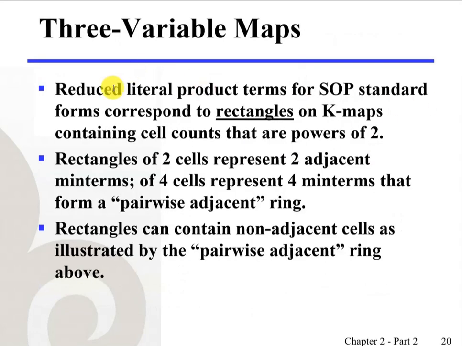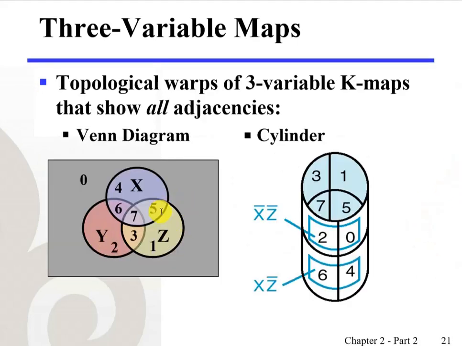So the role of the K-map in these cases, in a 3-variable map, is to reduce the literal product terms for SOP standard forms. These correspond to rectangles on the K-map containing cell counts that are powers of 2. Rectangles of 2 cells represent 2 adjacent minterms. Rectangles of 4 cells represent 4 minterms that form a pairwise adjacent ring. And rectangles can contain non-adjacent cells, as illustrated by the pairwise adjacent ring above. Topological warps of the 3-variable K-map will show all adjacencies.